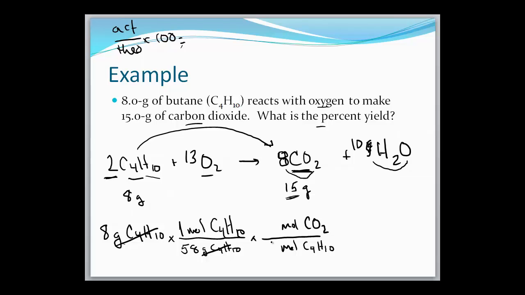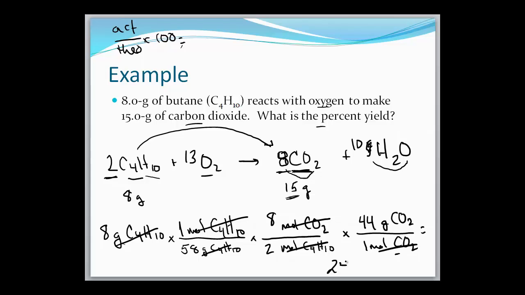Mole ratio, we have 2 C4H10s and 8 carbon dioxides. So our moles cancel. Now we have moles of carbon dioxide. Let's go to grams. 1 mole carbon dioxide is 44 grams, 12 plus 2 times 16. So our moles cancel. When we do the math there, we get 24.3 grams of the carbon dioxide.